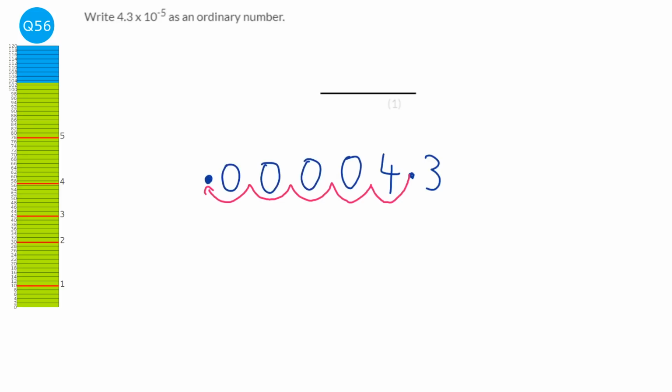And because it's decimal, we're going to start it off with a 0. So our new number, or our ordinary number, is 0.00043. Now it's important to realise that we shouldn't really think about it as jumping the decimal point. We're actually shifting the number, but it's all relative, and it's a lot quicker just to move that decimal point.